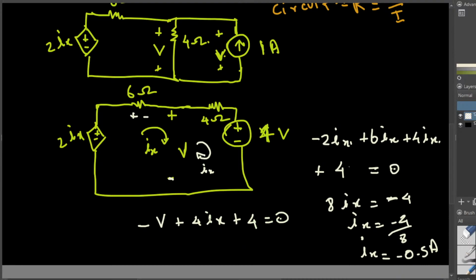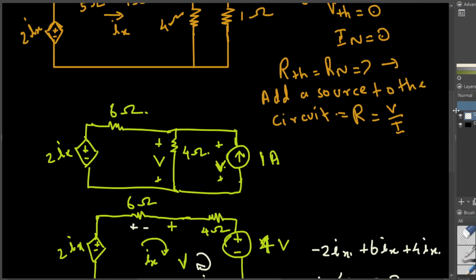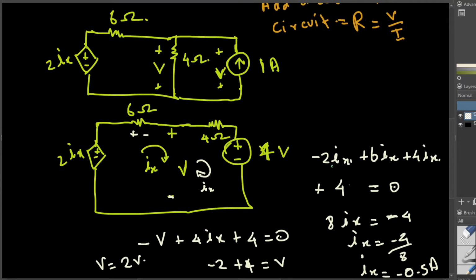And we already found out Ix value, that's negative 0.5, so we can plug that one here. That's gonna make this one negative 2. Negative 2 plus 4, that's 2. That's equal to V. So V is equal to 2 voltage. Now we have found out the voltage. We know the current, so we can find out the resistance.